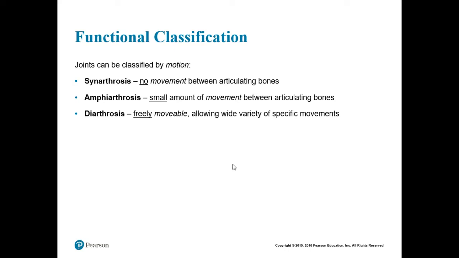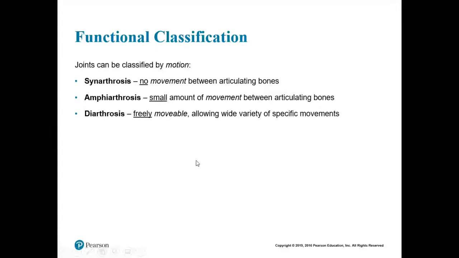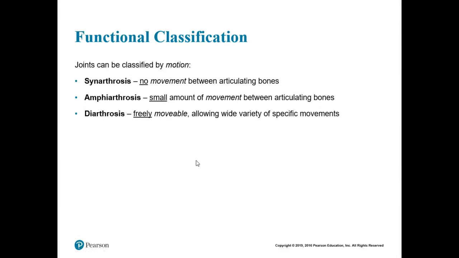Okay, so several classifications of joints. We have synarthrosis, no movement at all; amphiarthrosis, limited movement; and diarthrosis, free movement. So three major general classifications of joints, right? The rest of the PowerPoint is going to hash out the differences between each one, and then all of the subtypes of each one of these.